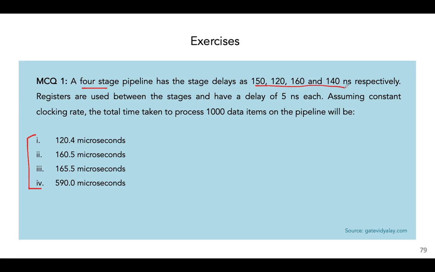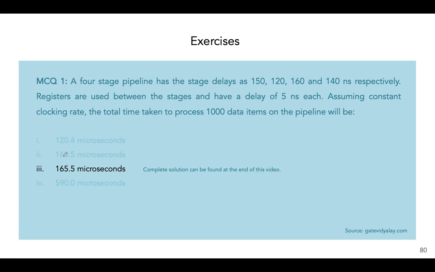These are the delays of all those 4 stages plus the delay of the register, and you are asked to find the total time it would take to process 1000 data items. Now this question is up to you, and all the information you need on how to solve this can be obtained from the previous question, the one we just solved, right? So the answer for this is this one, and you can compute it and cross-check it, and if you need to know how it was done, the complete solution can be found at the end of this video. But again, all the ammunition you need to solve this was just discussed in the previous question.